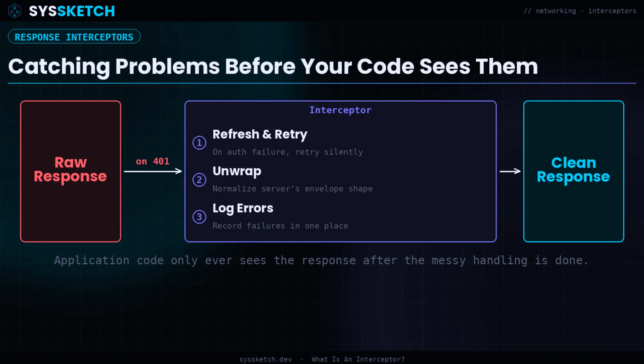The result is that application code can assume happy path responses almost everywhere, because the messy, repetitive handling of failures has already been dealt with upstream, once, in the interceptor, instead of being re-implemented slightly differently in every function that happens to make a network call.